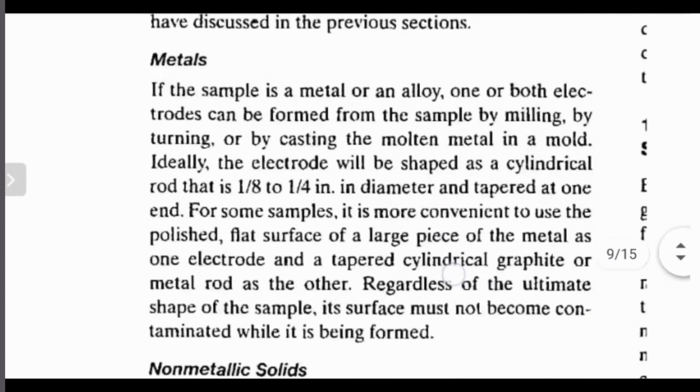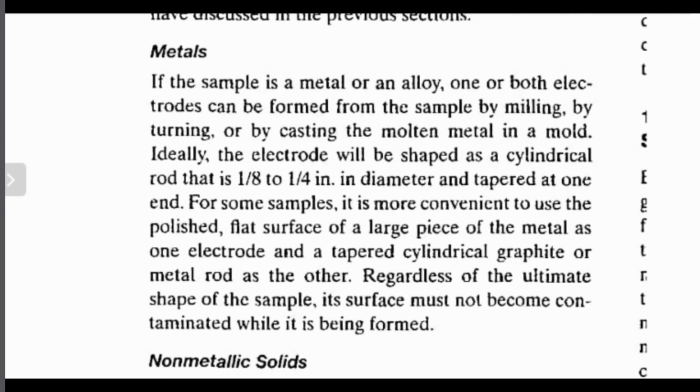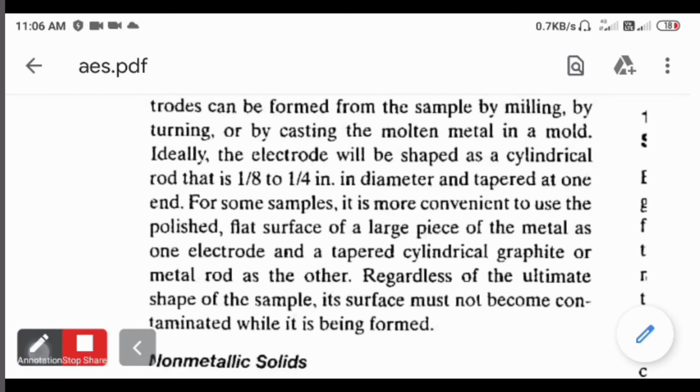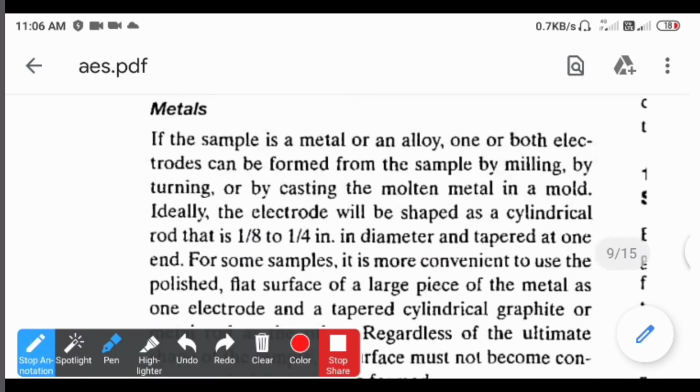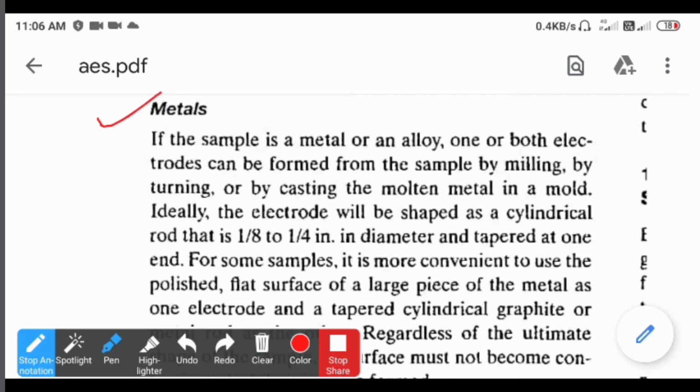One is metallic solids and another one is non-metallic solids. First we will see how to handle the metals for these electrical discharge sources. For metals, the metal might be in the pure form or in the alloy form.